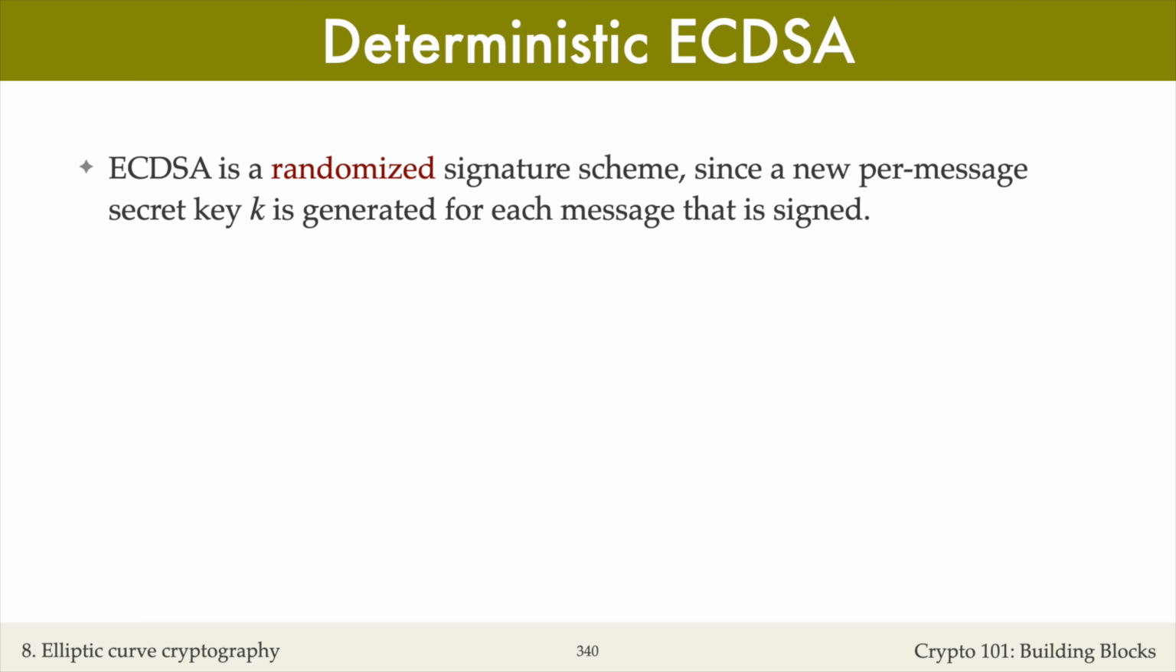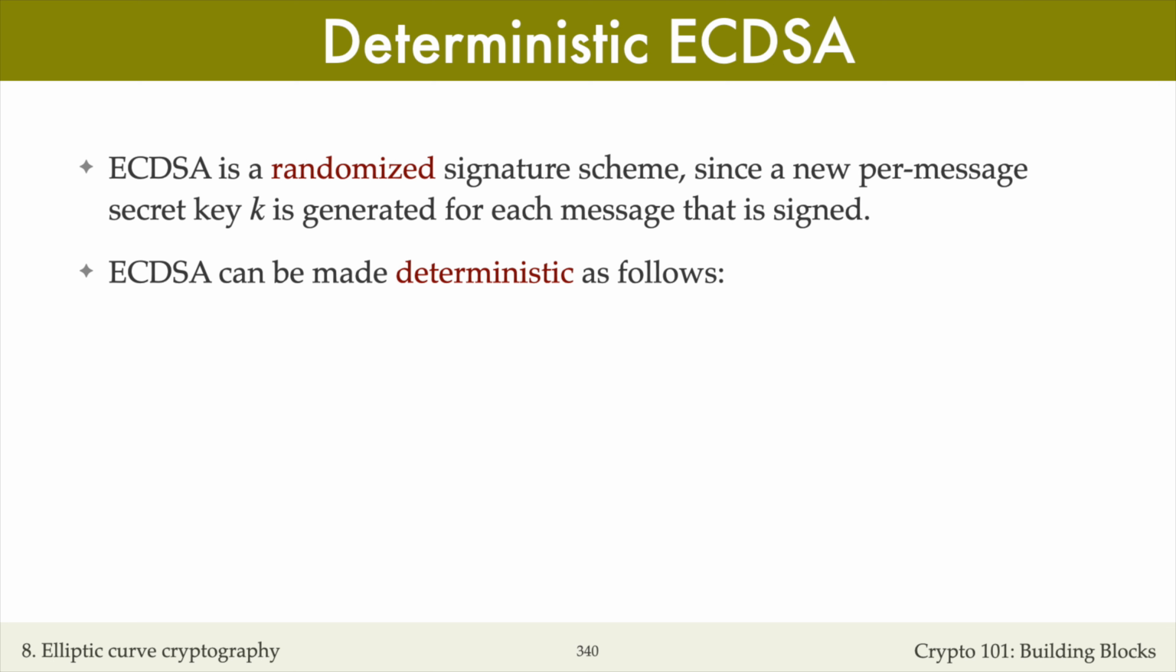ECDSA is a randomized signature scheme. Alice generates a new per message secret key K every time she signs a message M. In fact, if Alice signs the same message M twice, then with very high probability, she'll use different per message secrets K for each signature. And so the two signatures on M will most likely be different.